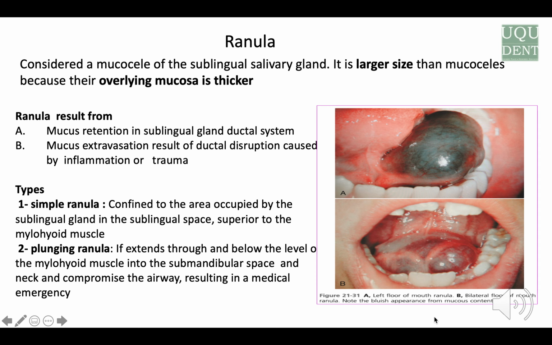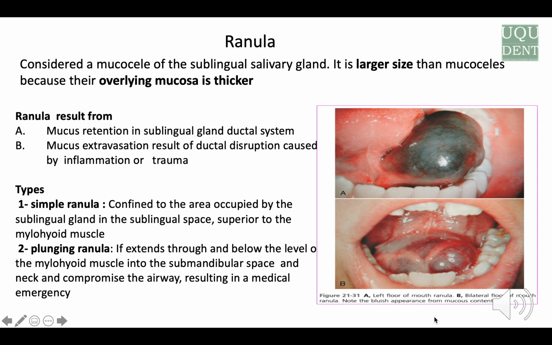Ranula is considered the mucocele of the sublingual salivary gland, but it's larger in size than the regular mucocele. It has a thick overlying mucosa. The ranula could result from mucus retention or the mucus extravasation phenomenon. When it's extravasation, it results from the ductal disruption caused by inflammation or trauma. So that means the duct will be ruptured because of either inflammation or trauma.